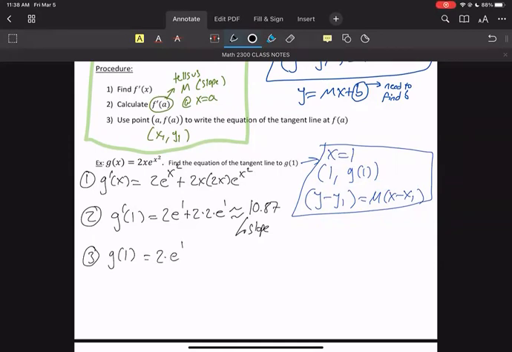So it becomes 2e to the 1, which I also did ahead of time. Let me remind myself what that is. So that's approximately 5.4. And so that's your y value. So the point you're going to use is the x value we're given, and then that corresponding y value. All right, so we've got the slope, we've got the x and the y, we just plug it into that function, and that's the end of it.